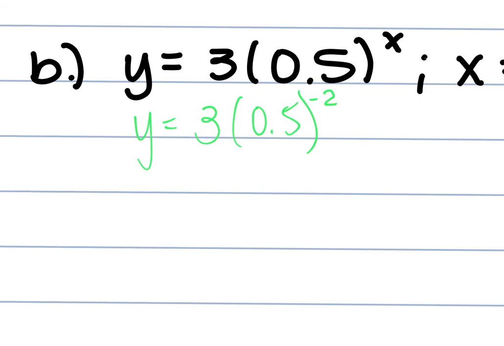All right. Before we do this one, I want you to change 0.5 into a fraction. What is the same as 0.5 as a fraction? Aurora? It's 1/2. So we're going to say, all right, y equals 3 times 1/2 raised to the negative second power.